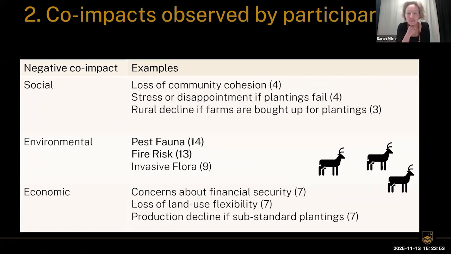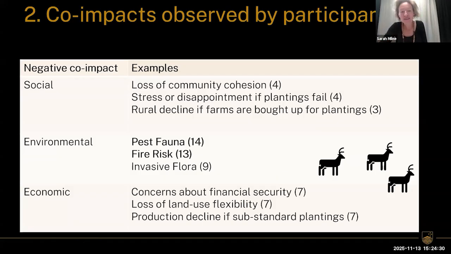Okay, so in terms of risks or negative co-impacts, again, the standout co-impacts here related to the environment, and these were pest fauna. That's one way of putting it. These are meant to be deer, feral deer, lining up in the table. Deer came up, kangaroos came up, and then fire risk as well. So these are direct land management questions. Or they have implications for land management, is what I want to say.